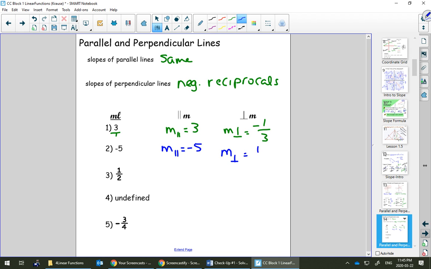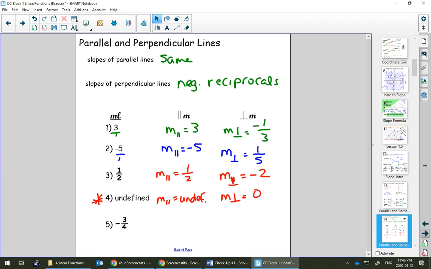And the slope of the perpendicular line will be +1/5. If the slope is 1/2, the parallel slope will also be 1/2. The perpendicular line will be -2/1 or -2. Undefined: the slope of an undefined line, if it's parallel, is also undefined. And if it's perpendicular, it will be 0. So this is our special case here. And the last one, if the slope is -3/4, the parallel line would also be -3/4. The perpendicular line will be +4/3.